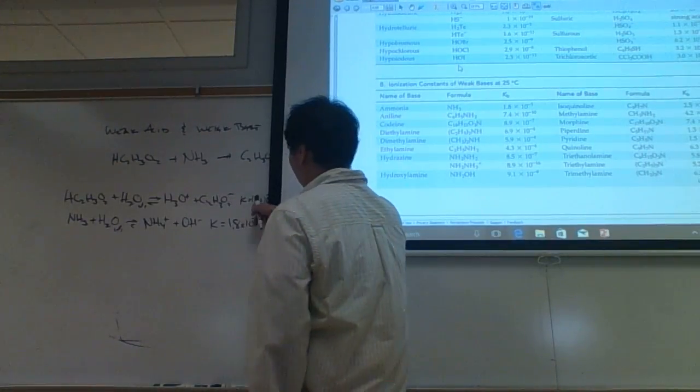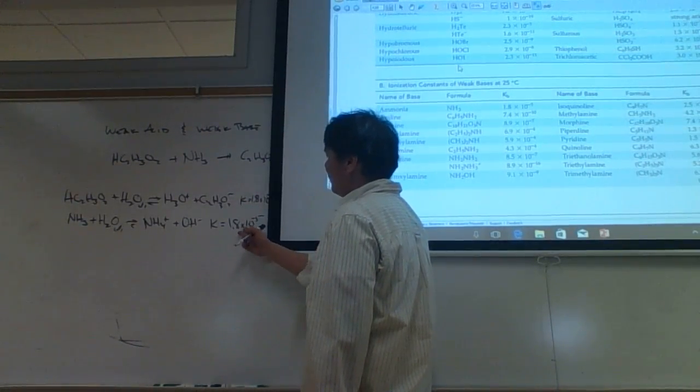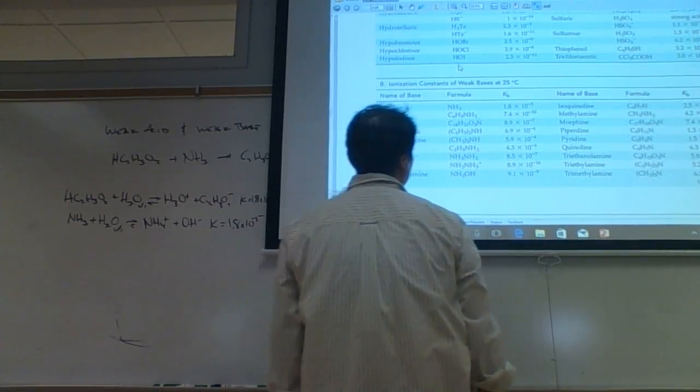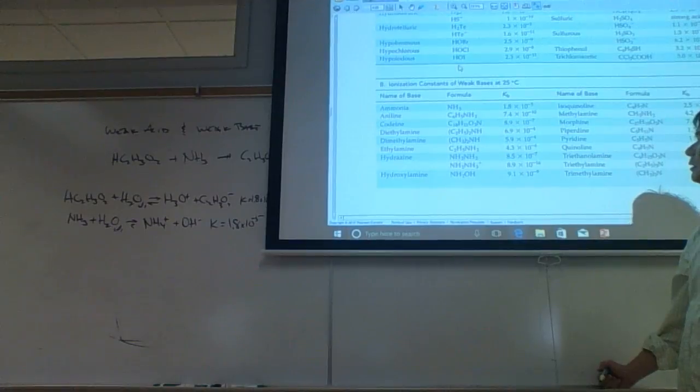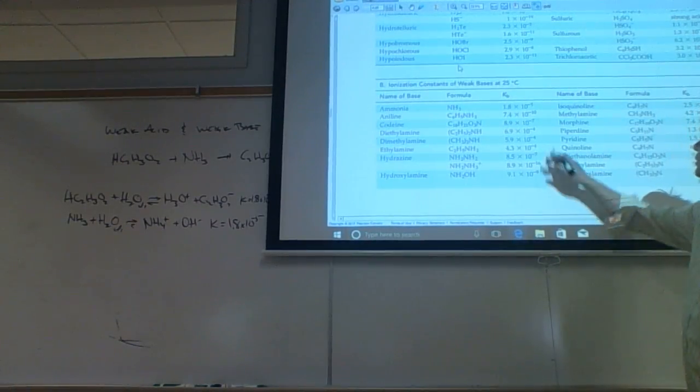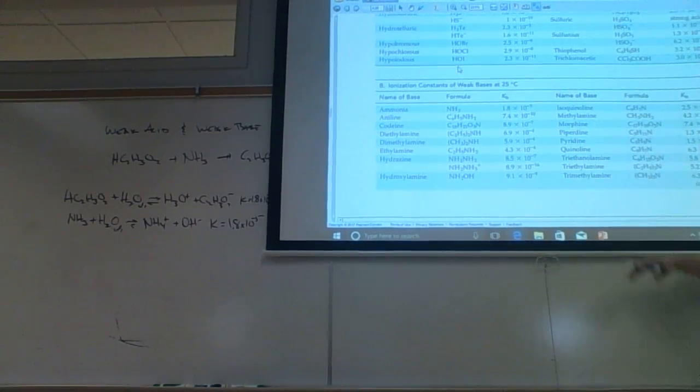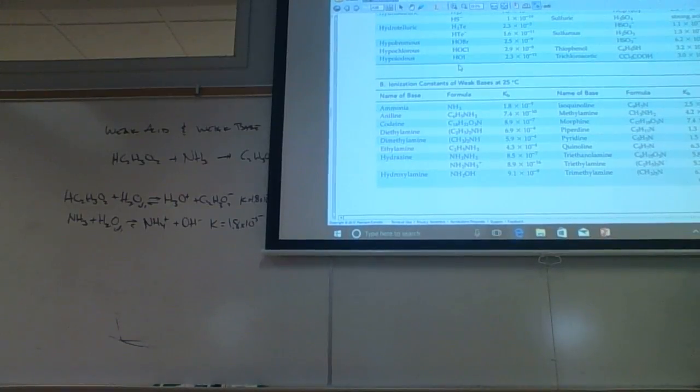These are equal just by coincidence. If we want more sig figs, they wouldn't be equal. And so there's no connection. It just so happened to be equal to 2 sig figs. But when you look at all these bases, what's special about all these bases? And so this is a Kb table.